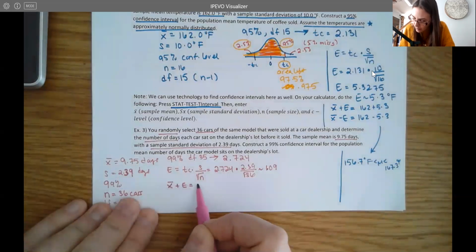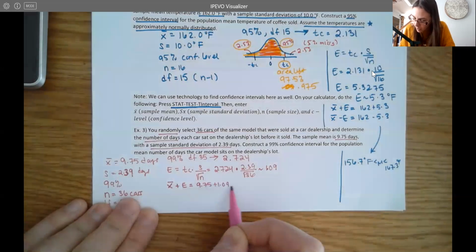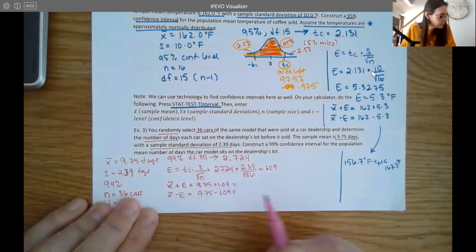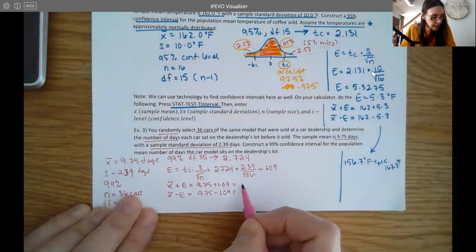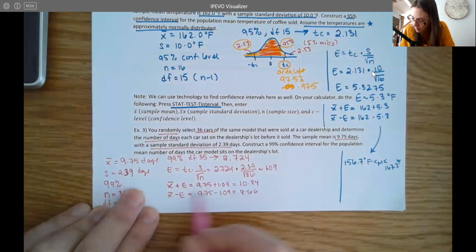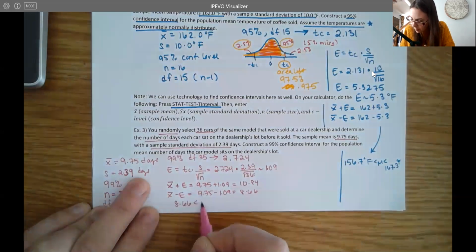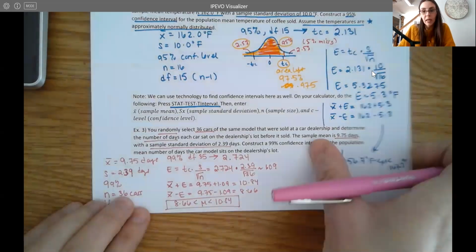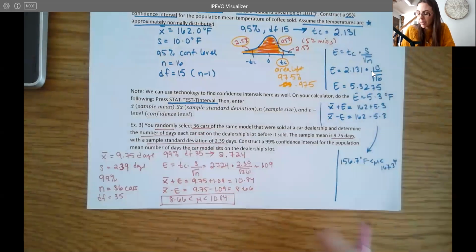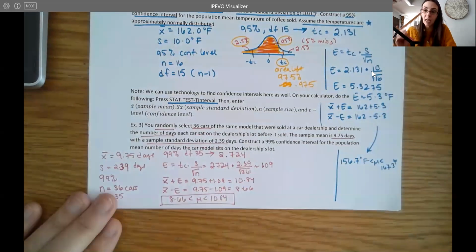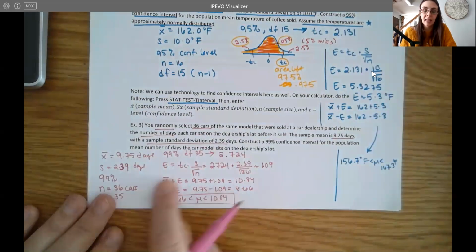So we're doing 9.75 plus 1.09. And we're going to take the mean and subtract the error. And what we're going to get is 10.84 and 8.66. So our interval here is from 8.66 to 10.84. So we're going to estimate that the true mean for the population is somewhere between 8.66 days and 10.84 days that the car would sit on that dealership lot. And this is 99%. So we're 99% confident the true mean is in this range.